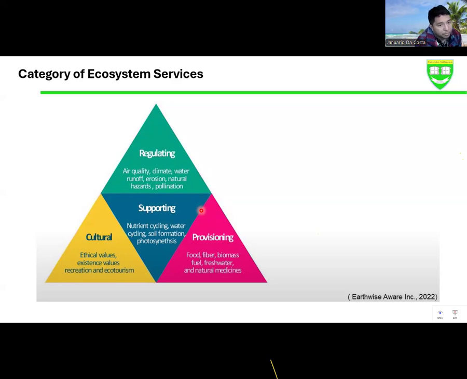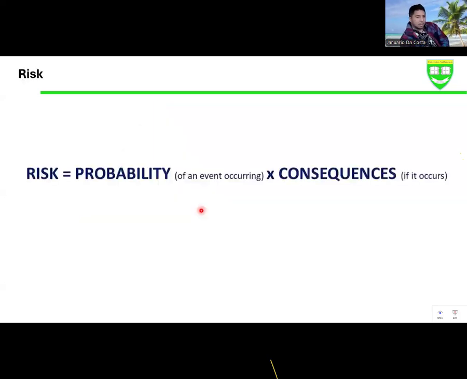For example, the regulation. So when doing an assessment, you have to know the risk. The risk is defined by this formula: probability of the event occurring multiplied by the consequence if it occurs.